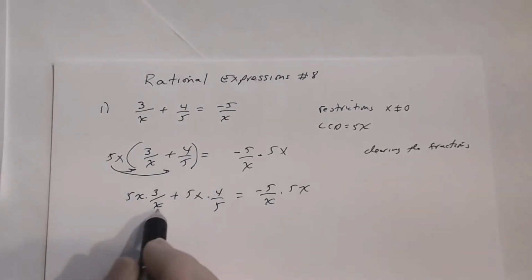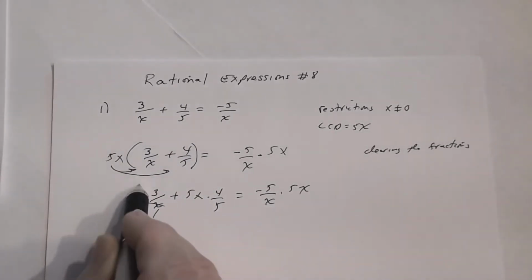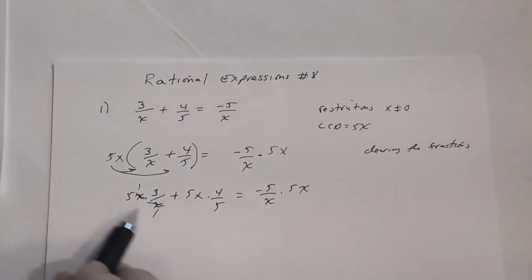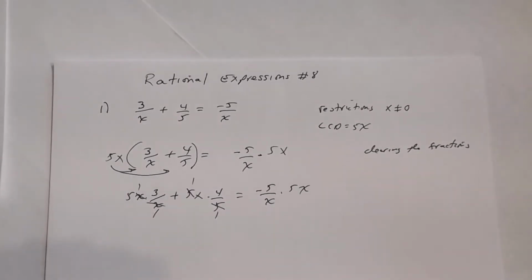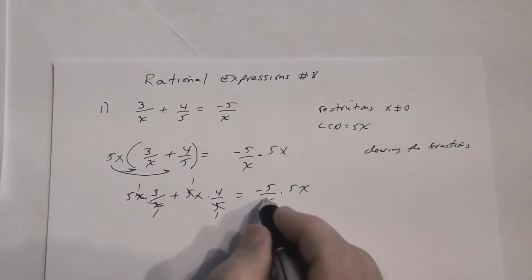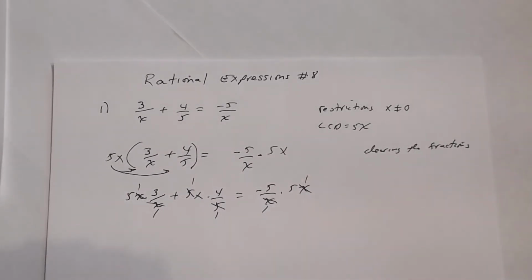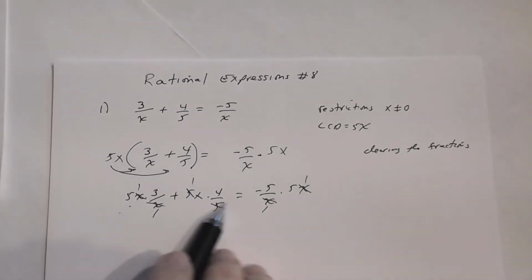And it is, because look, x divided by x is 1, x divided by x is 1. And actually write 1s in their place. 5 divided by 5 is 1, 5 divided by 5 is 1. X divided by x is 1, x divided by x is 1. Okay? Now, we're going to simplify each term.